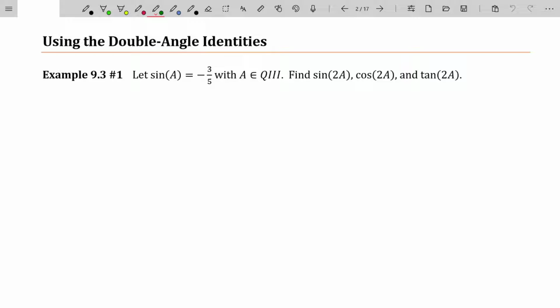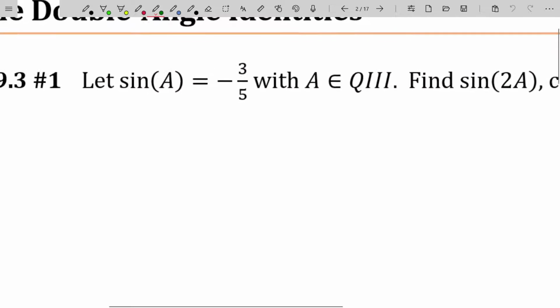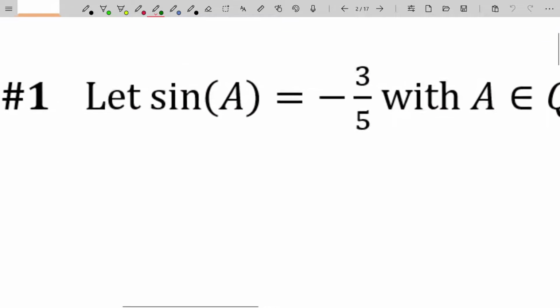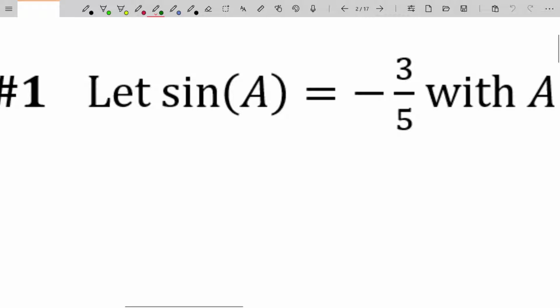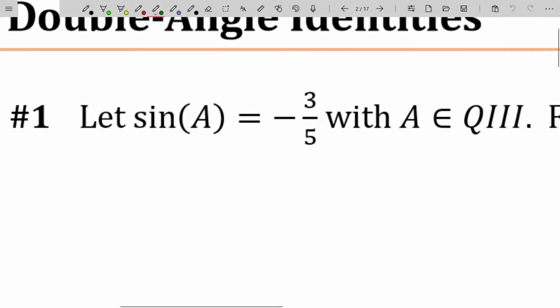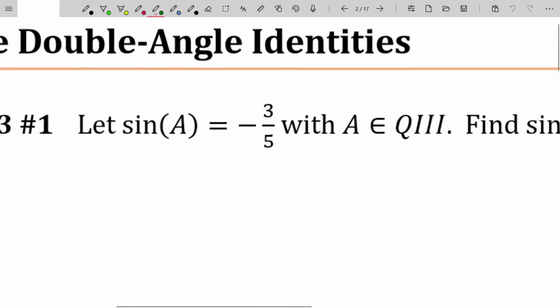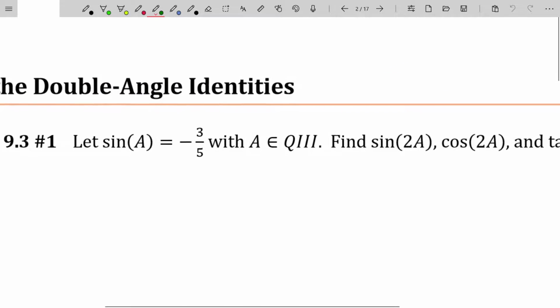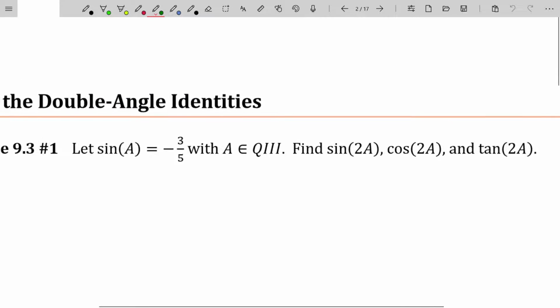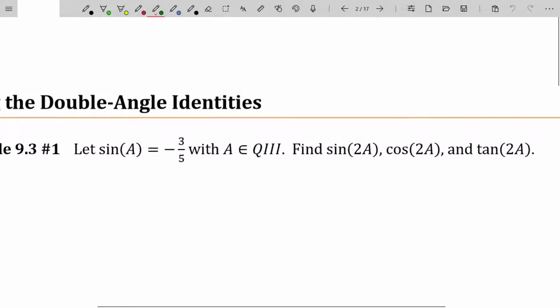And these are the most common ones you would see in a trigonometry course. In fact, some of my favorites. So we'll start with this guy right here. Let sine of A equal negative 3 over 5, with A being in quadrant 3. And then we're being asked to find the sine of the double angle, the cosine of the double angle, and the tangent of the double angle.